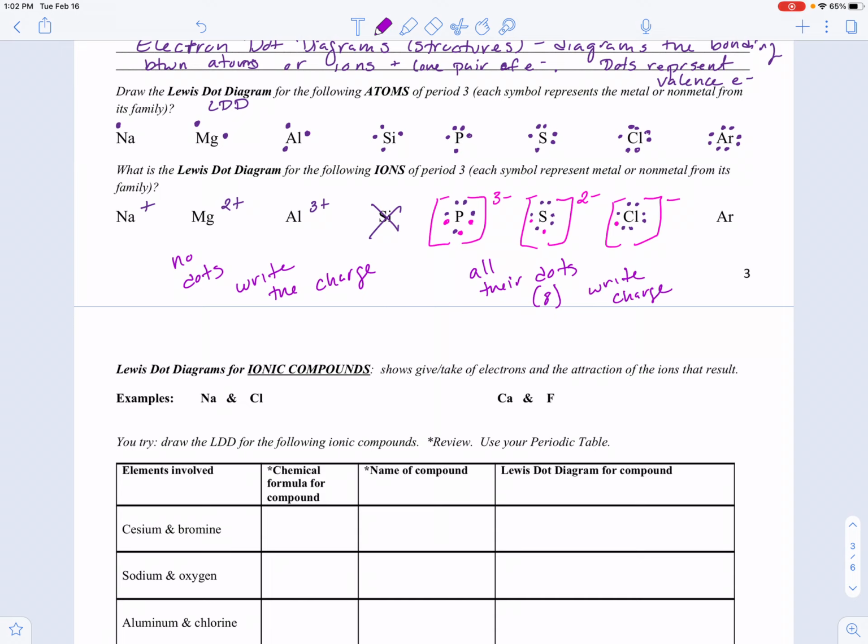Oh, and then don't forget your brackets. And brackets. Okay, so that's how we write our ions. So this is going to be really important because our Lewis dot diagram for our ionic compounds is basically just writing these Lewis dot structures together.